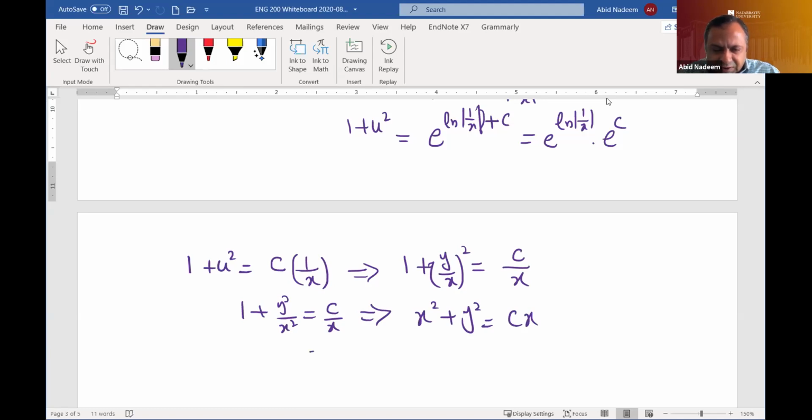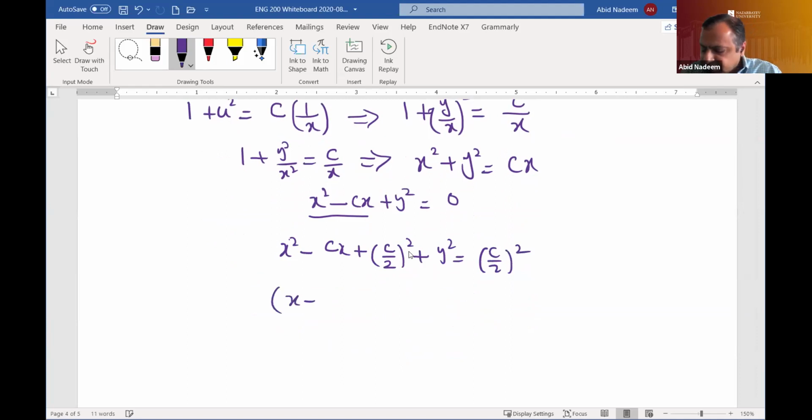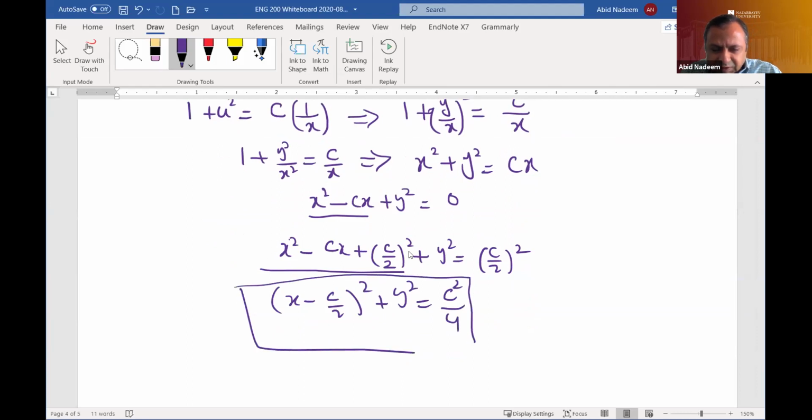If you want to further simplify this equation, x square minus cx plus y square is equal to 0, and then you can complete the square of this term like this. So x square minus cx plus c by 2 square. Yeah, so it will be c by 2 square. We can add both sides, so it will be x minus c by 2 square plus y square equal to c square by 4. So in this way, you can represent this answer like this.